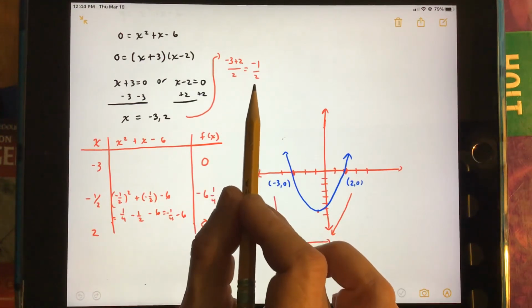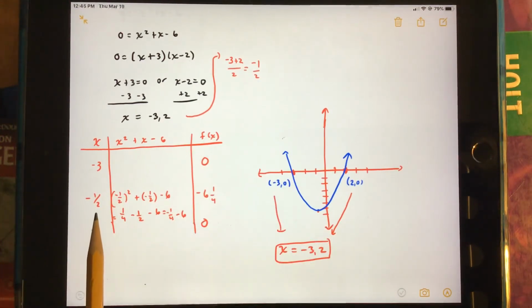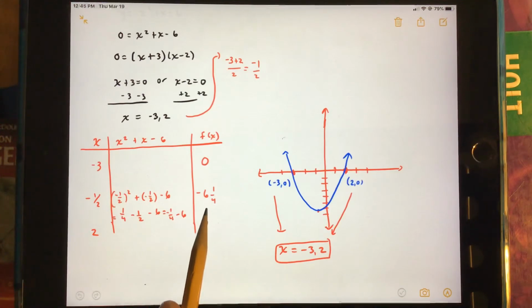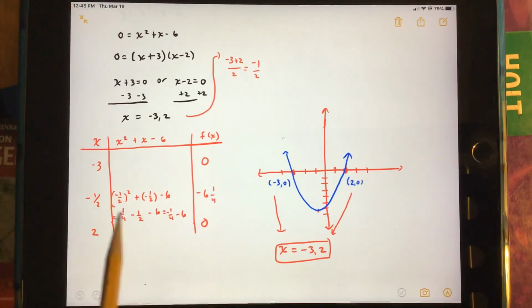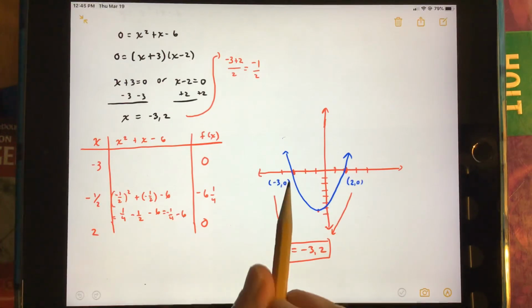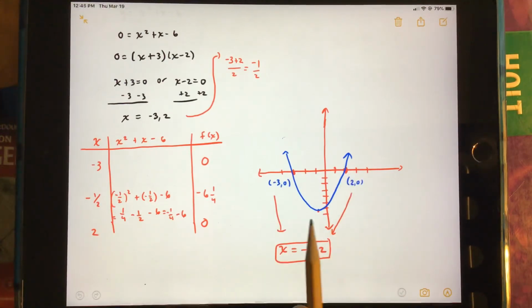So that gives us a value of -1/2 for the x-coordinate of our vertex, which is going to be down here. I work out then what is the value of my f of x, which is the same thing as y, and here I am working that out, and I get -6 1/4. So I'm going to plot those 3 points. There's my -3, 0, there's my 2, 0, and here is my -1/2, -6 1/4, my vertex. It does not show up as part of the solution to my quadratic equation. It's simply the vertex that happens to be on this parabola.